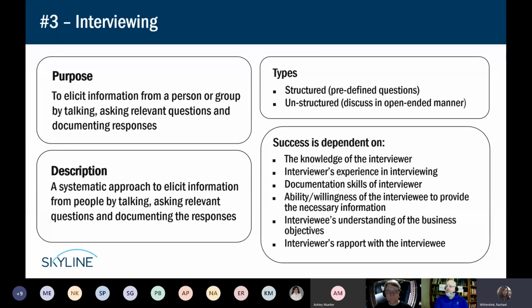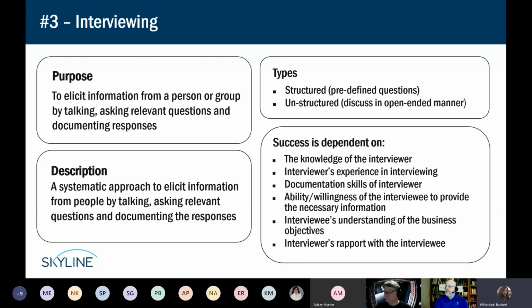Let's see. There are 2 different types of interviews, and these are as defined by the IIBA. All of these techniques and the information I'm sharing are sourced from the BABOK, the BA Book of Knowledge. First, structured, which means you're coming into the interview with a set of predefined questions that you come up with in advance and structure in a logical order.